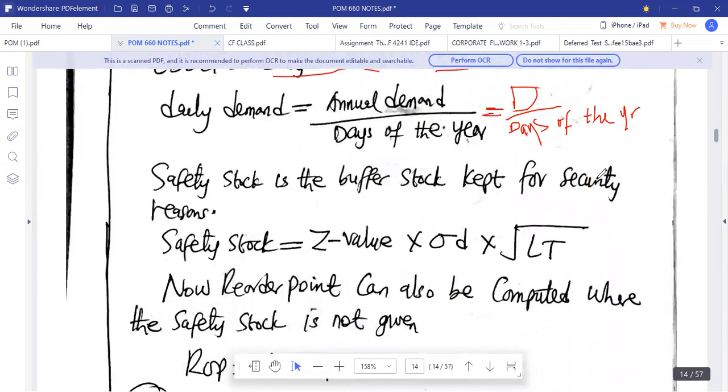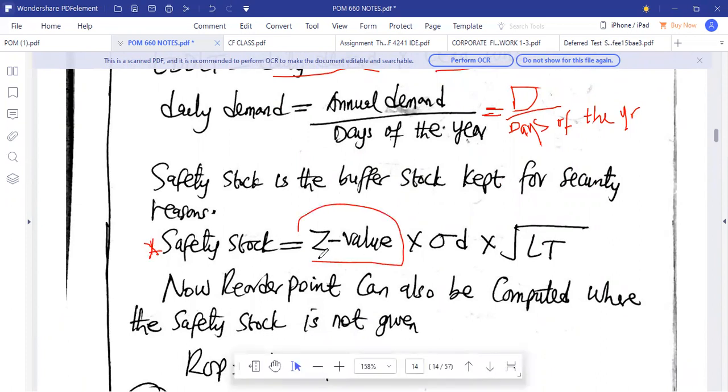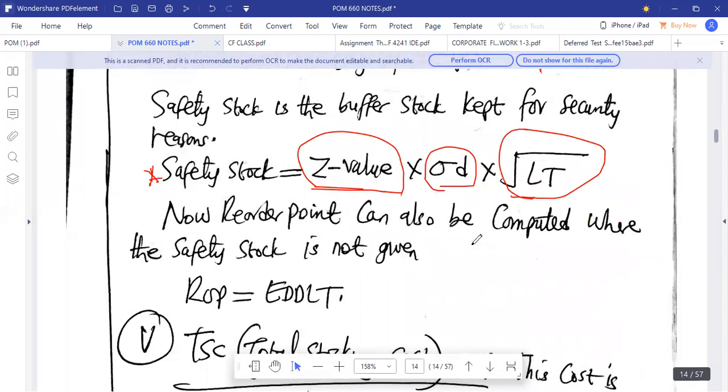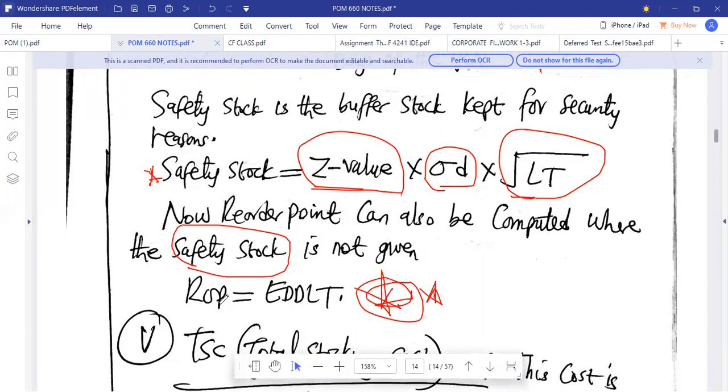Safety stock is a buffer stock kept for security reasons, and it is calculated as the Z value multiplied by the standard deviation of demand multiplied by the square root of lead time. Now, the order point can also be computed where the safety stock is not given. Then our order point will be the expected demand during lead time, without the safety stock.